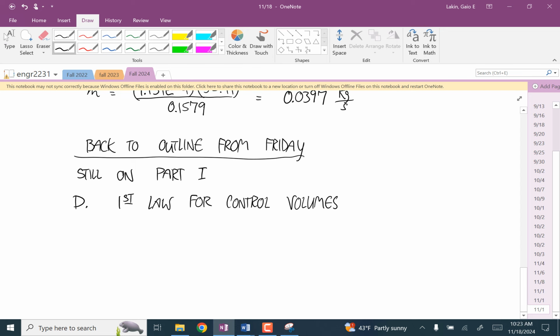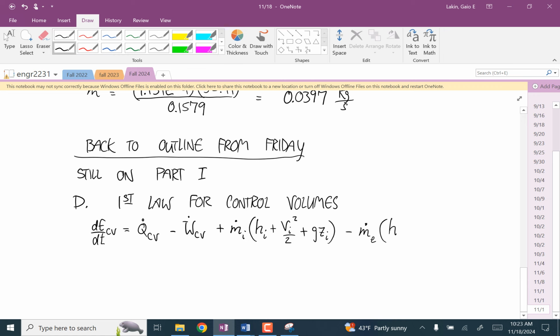And the first law, I'm starting to feel funny writing this so much, but might as well write it one more time. dE/dt for the control volume is equal to Q dot for the control volume minus W dot for the control volume plus Mi dot times the quantity Hi plus Vi squared over 2 plus Gzi minus Me dot times the quantity He plus Ve squared over 2 plus Gze.